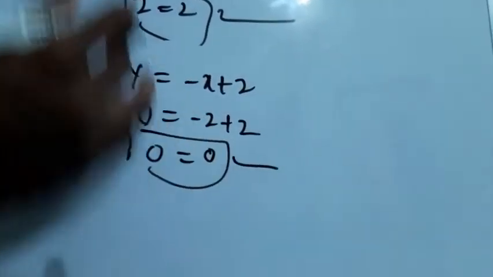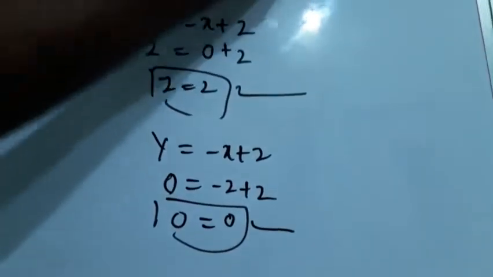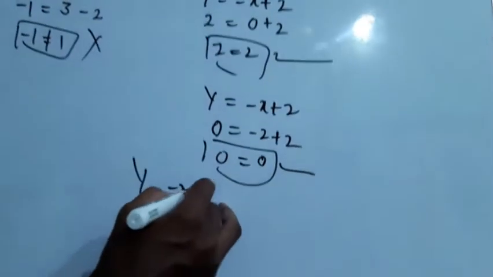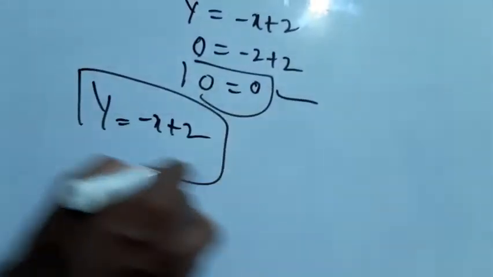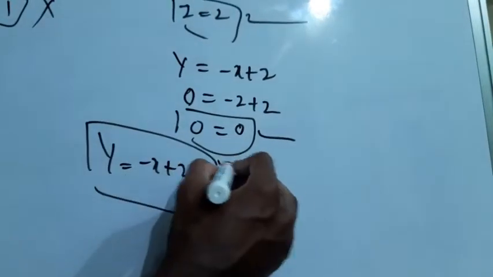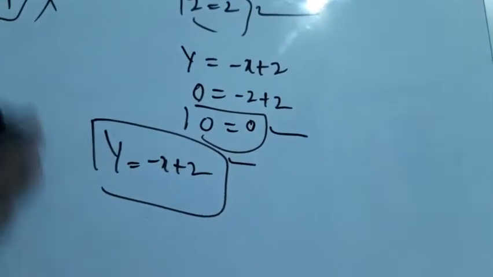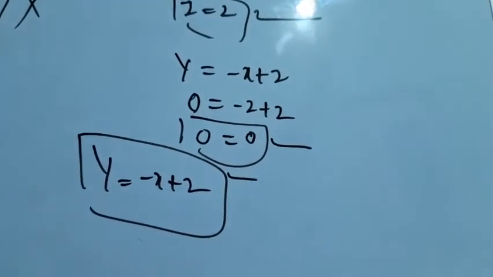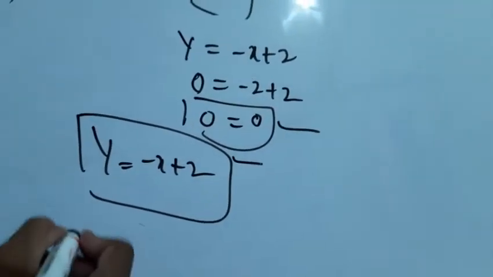Yes. So this equation, y = -x + 2, is satisfying all the points on the line. Hence y = -x + 2 is the equation of this particular graph.